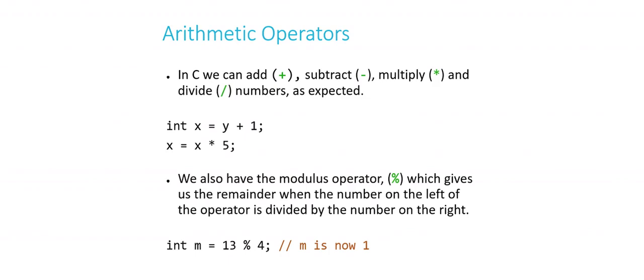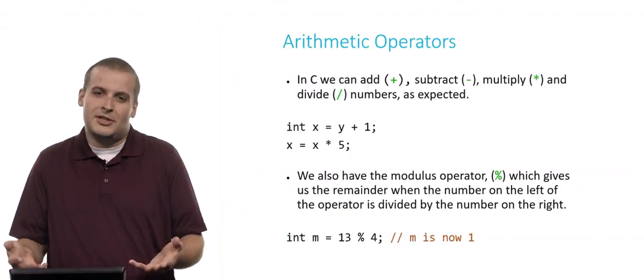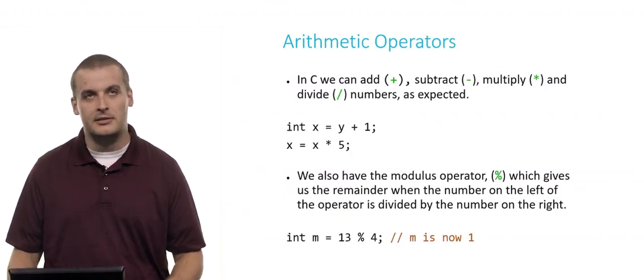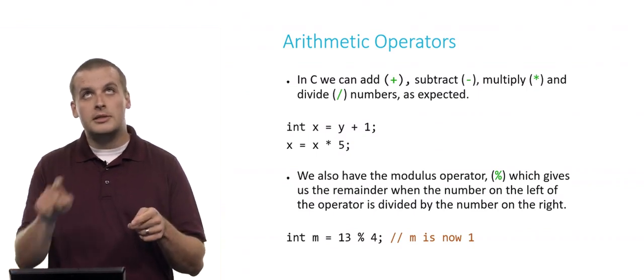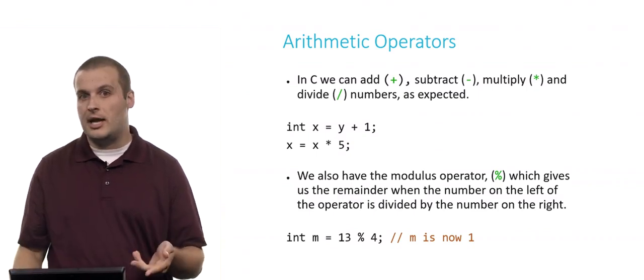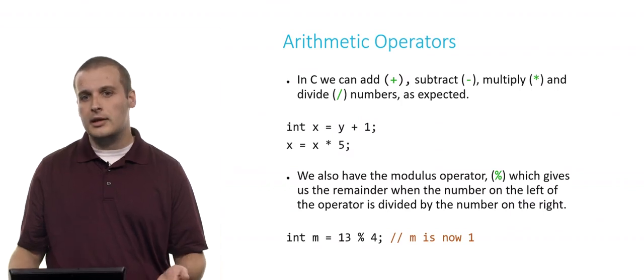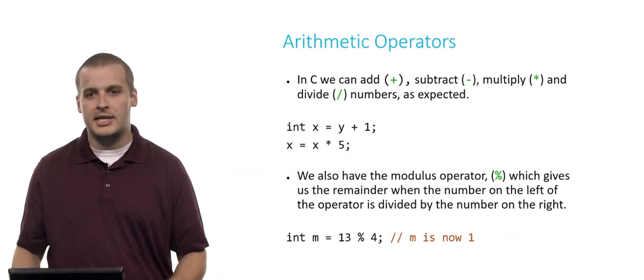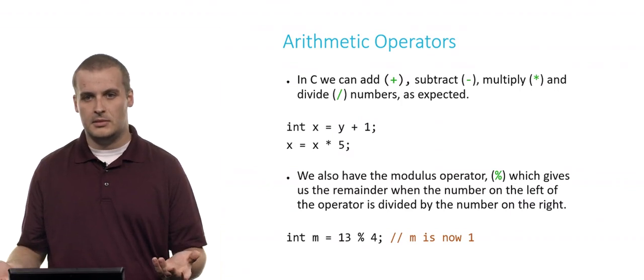So I have another line of code here, int m equals 13 mod 4, and I say here in a comment that m's value is now 1. Why do I say that? Well, do the long division out in your head if you bear with me for a second. So I have 4 divided into 13. 4 goes into 13 3 times with a remainder of 1. So that's basically all the modulus operator does, is it tells you, when you divide, the remainder.